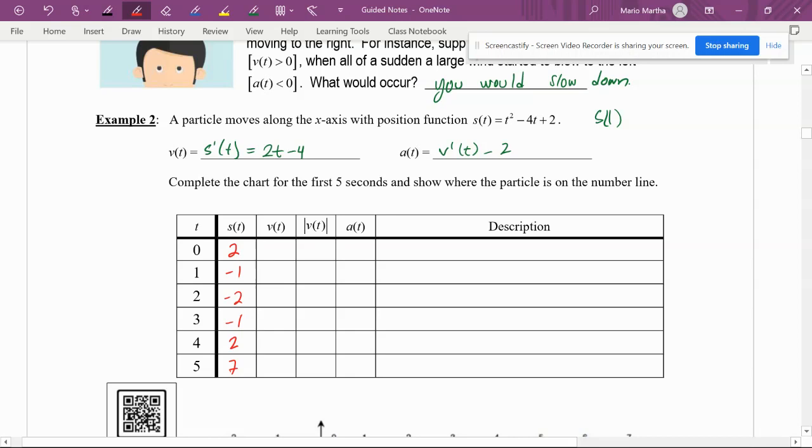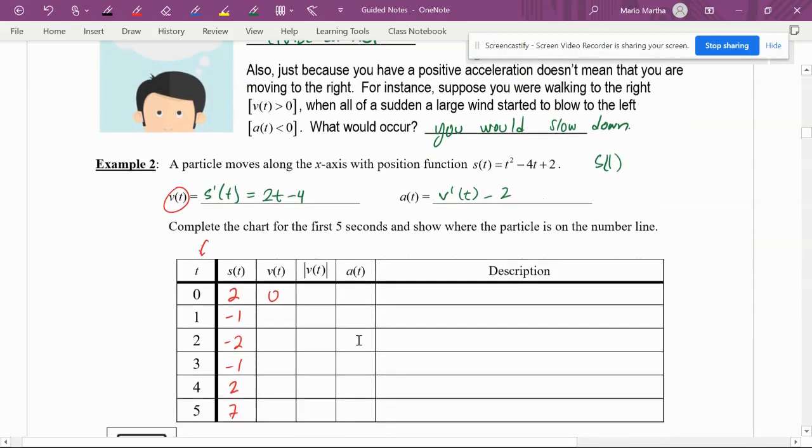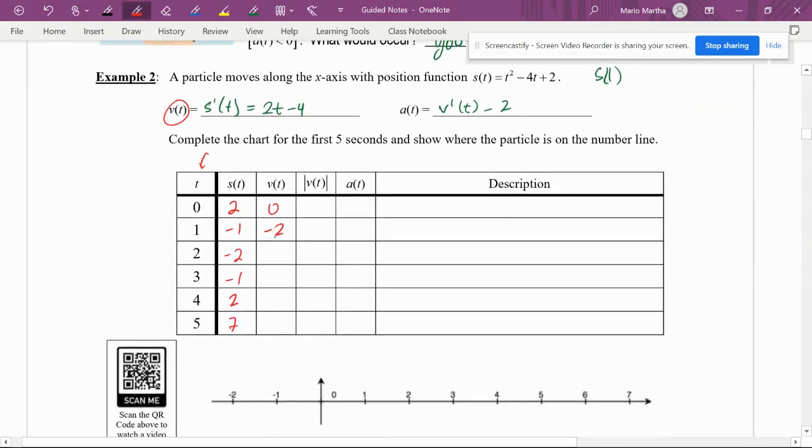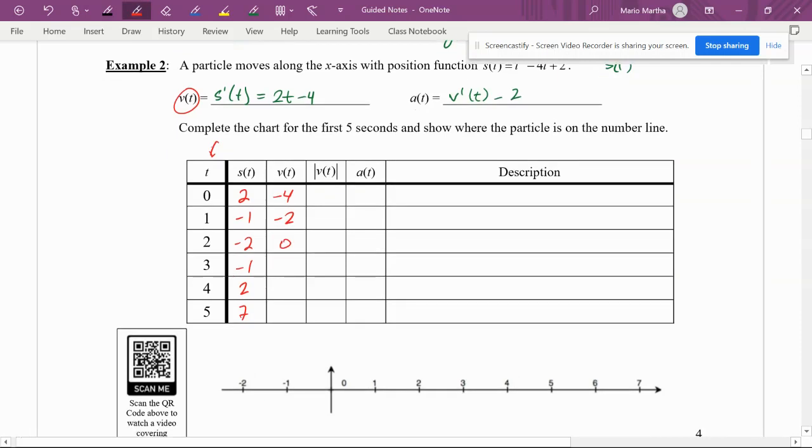So now we're going to do the same thing. We're going to plug in these values into our velocity function. So 2 times 0 minus 4 is negative 4. 2 times 1 is 2 minus 4 gives us negative 2. And then 2 times 2 is 4, minus 4 is 0. 2 times 3 is 6, minus 4 gives us positive 2. 4 times 2 is 8, minus 4 gives us 4. And then finally, 2 times 5 is 10, minus 4 gives us positive 6.